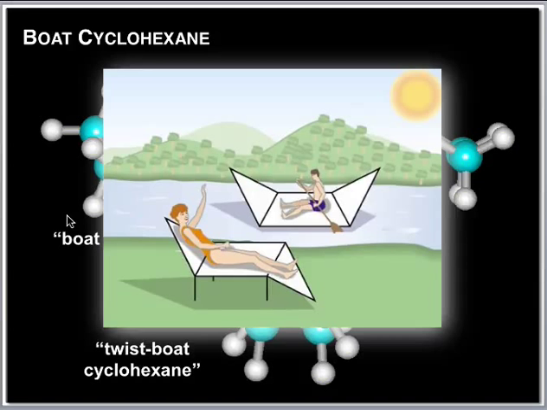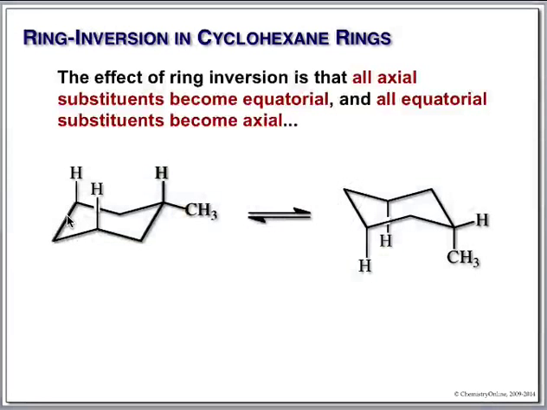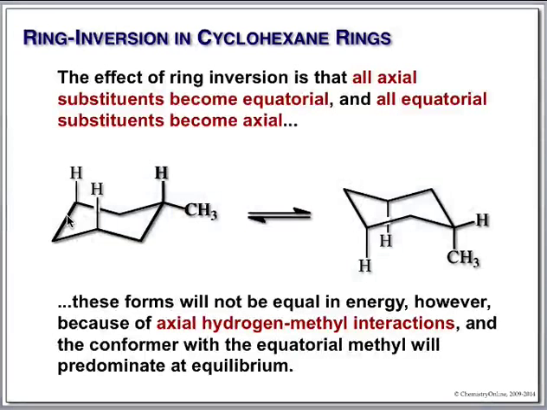Let's look at it this way. Here we have two methyl cyclohexanes. This is our first chair here. Now, I've just drawn the hydrogens in to make it clear. This is clearly an equatorial methyl, isn't it? Now, remember, as we undergo ring inversion, we take this carbon and move it down, like this. Take this carbon, move it up to here. When we do that, everything that is equatorial here becomes axial.